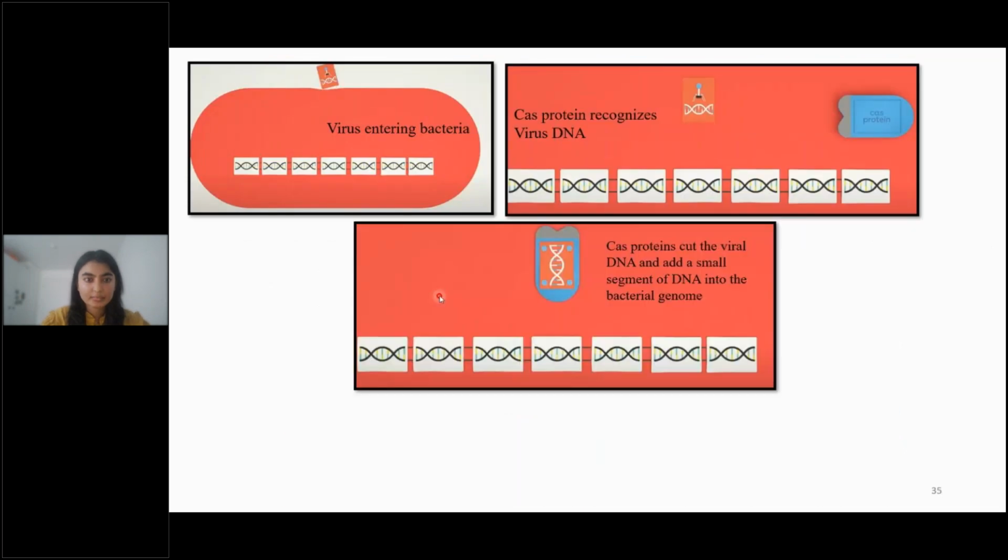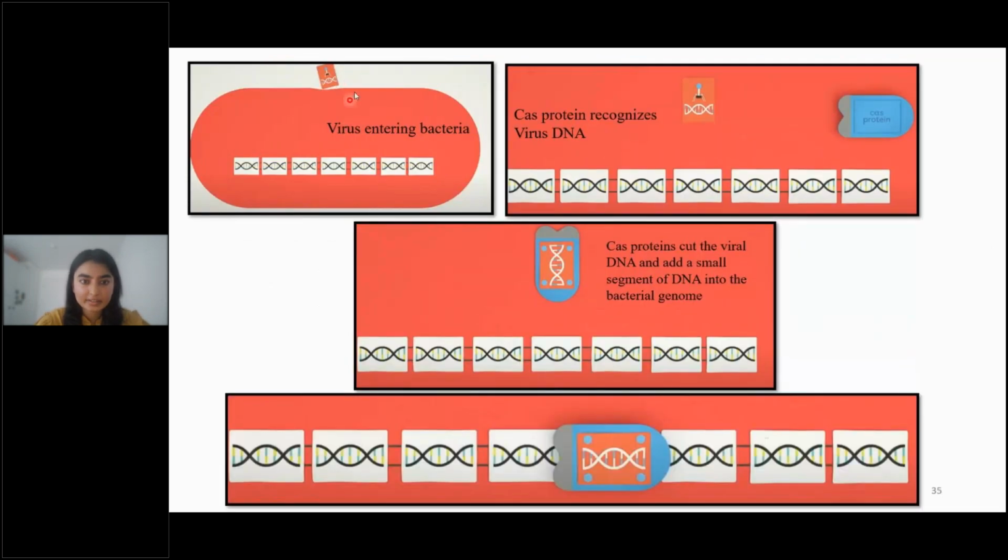Here you can understand more. Imagine a virus is entering the bacteria. Now the virus is inside the bacteria. The Cas protein recognizes, oh, this is a viral DNA, it's not the bacteria's own DNA. It will chop the DNA and take only one fragment of it. The Cas protein carries this one fragment, and it will paste it in the bacterial genome.